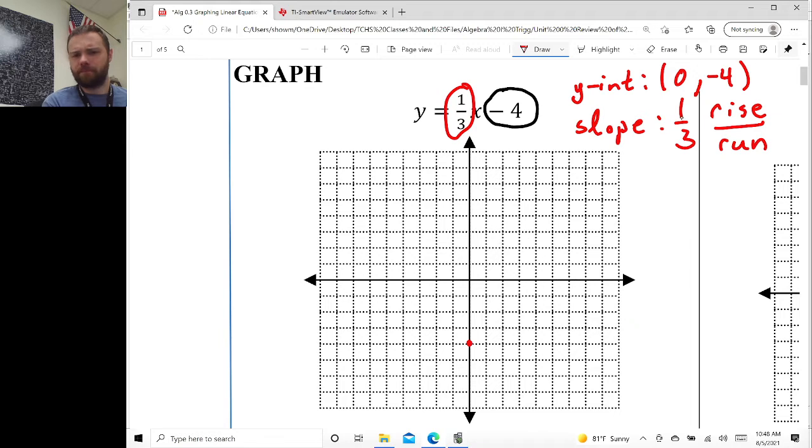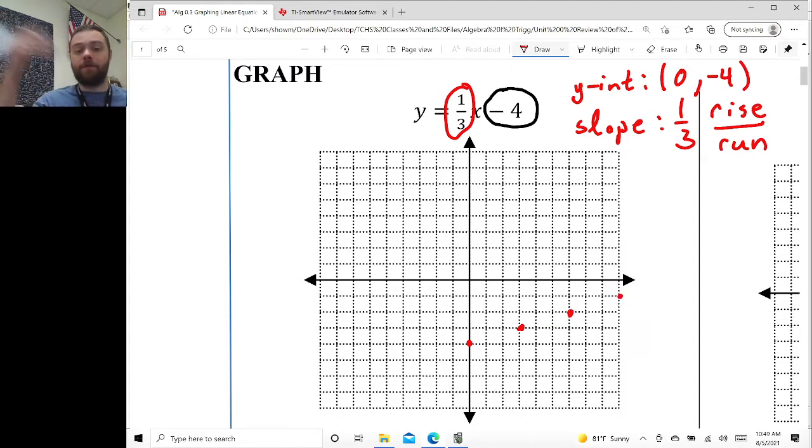But since this is positive, it's telling me to go up 1. So positive means up, negative means down, okay? And then it tells me to go right 3, okay? So up 1, right 3. And you can continue that pattern. So that went up 1, right 3, and then I'm going to do that again. Up 1, right 3, up 1, right 3, and the pattern continues.